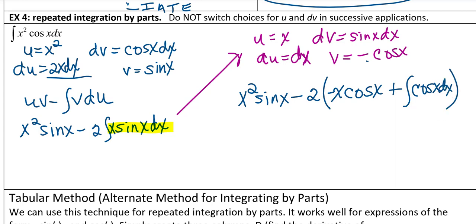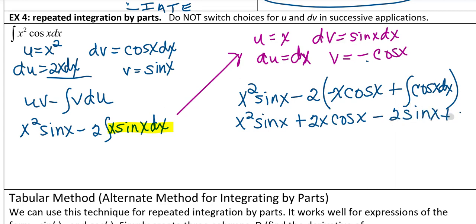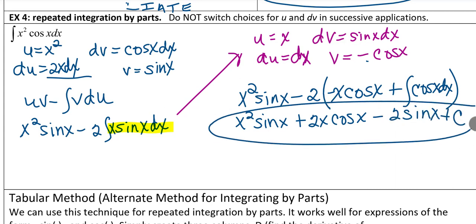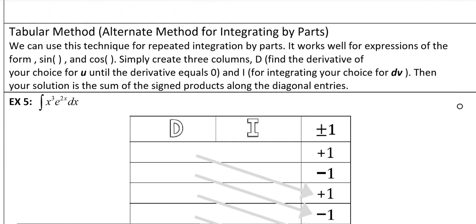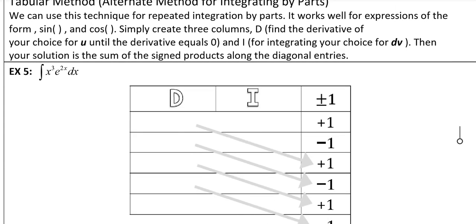Okay, so that's pretty simple to do then. Then I have x squared sine x from our original part, and then I'm going to have plus 2x cosine x minus 2 sine x plus c. So that's not too bad if you have to do it twice. But there are times when you have to do it more than twice.